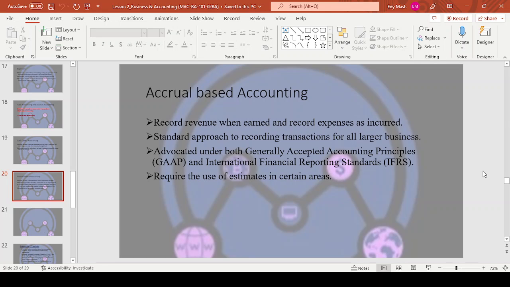And it's advocated under the generally accepted accounting principles. They call it the GAAP. Those in accounting already know, you need to know this GAAP. It's very important because it's an international standard for how you do your accounting, especially for large publicly traded companies or even private companies. And the International Financial Reporting Standards, IFRS, only accepts accrual-based accounting, no cash-based accounting. And it requires the use of estimates in certain areas. With the cash-based, there are no estimates because it's about the cash received. That's what you record.